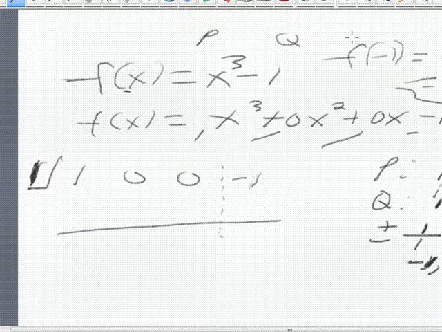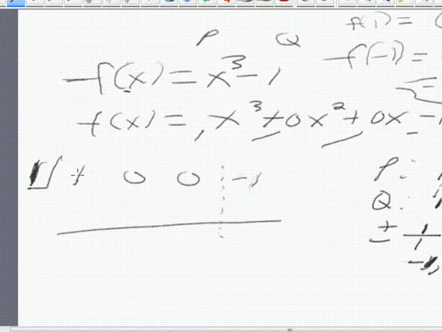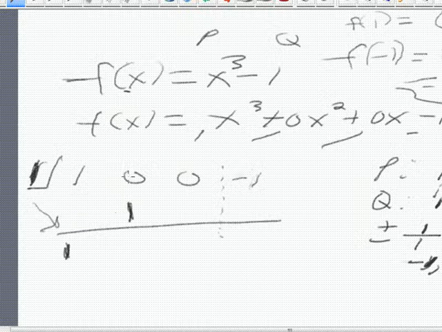So now let's stick in f of 1. I get 1 cubed minus 1, which gives me 0. So I know 1 is going to be a solution. Let's see what happens. Synthetic division says bring down the first number, multiply. 1 times 1 gives me 1. Add those together, gives me 1.